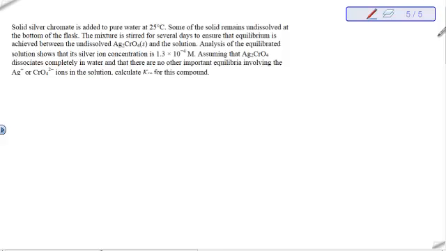So a word about working with solubility.